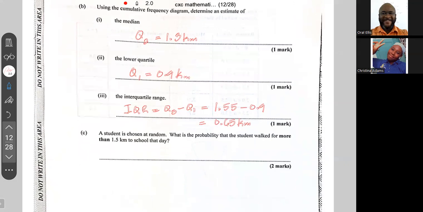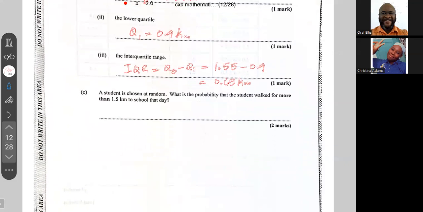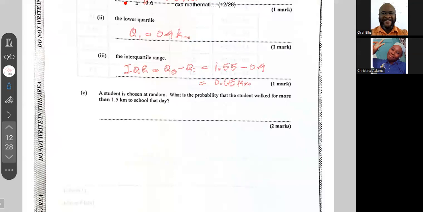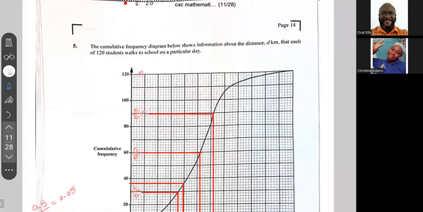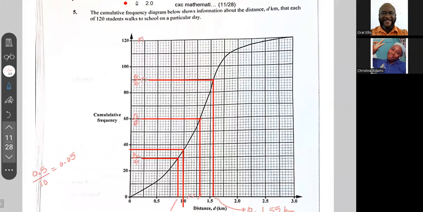Ladies, gentlemen, a student is chosen at random. What is the probability that the student walked for more than 1.5 kilometers to school that day? So the first thing I want to do is find out who walked 1.5 kilometers. So 1.5, I'll go up. All right, then where it hit the curve, I stop and I go across.